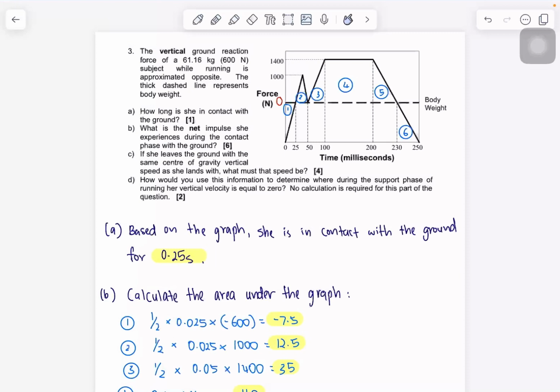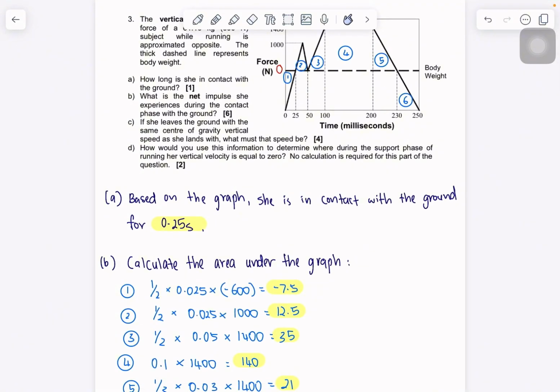For question 3a, how long is she in contact with the ground? In this case, the graph only shows 0 to 250, so we will take 250 as the duration that she is in contact with the ground. 250 milliseconds converted to seconds is 0.25 seconds.